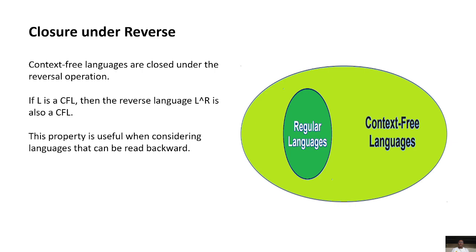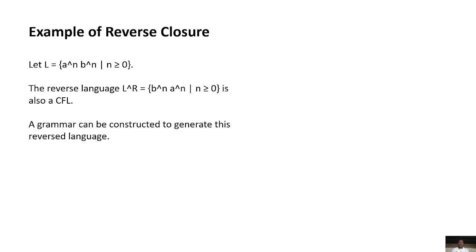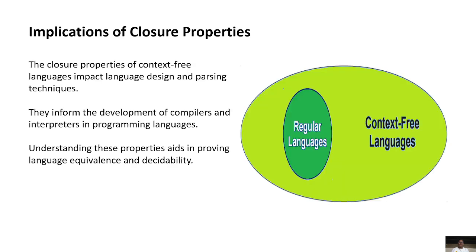Closure under reversal. Context-free languages are closed under the reversal operation. If L is a CFL, then the reverse language L^R is also a CFL. This property is used when considering languages that can be broken down. Example: implementation of the closure property.